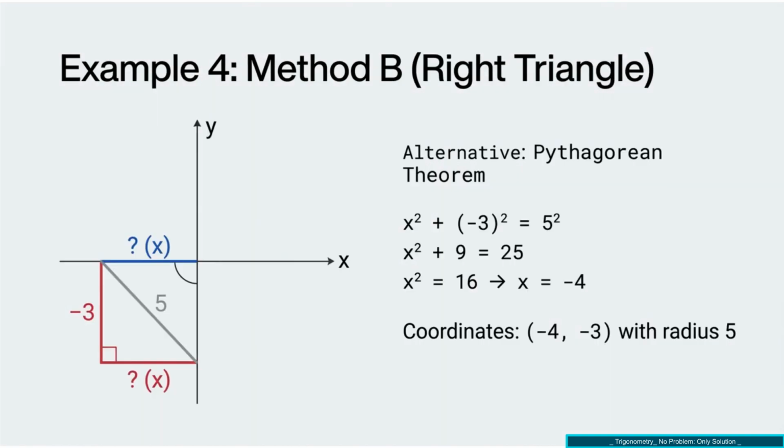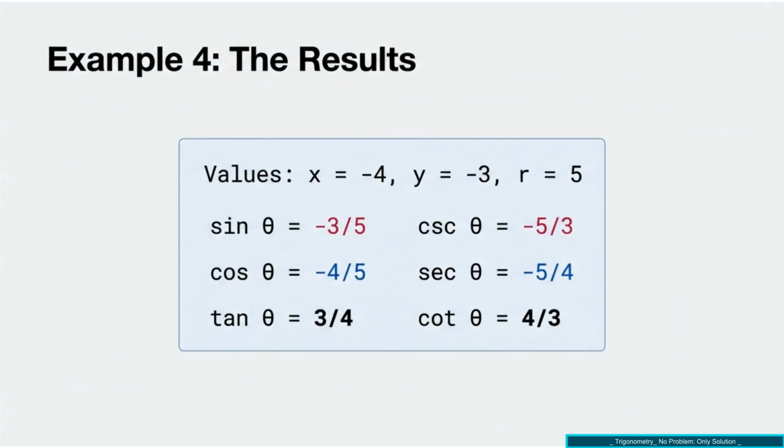Method B uses the Pythagorean theorem with a right triangle. Since sine is opposite over hypotenuse, we use negative 3 and 5. This yields x equals negative 4, giving coordinates negative 4, negative 3 with radius 5. With x equals negative 4, y equals negative 3, and r equals 5, we calculate all 6 function values. Notice that tangent and cotangent are positive in quadrant 3.